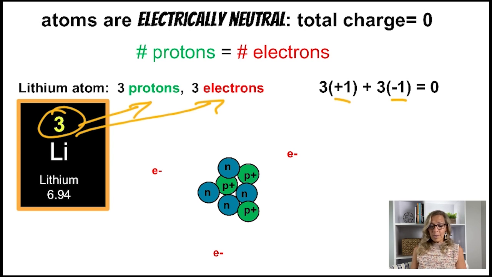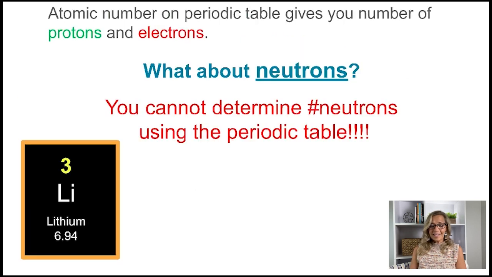So here is a little model of the lithium atom. Now remember, it's not to scale. Those electrons should be really far away. But if you add up all the particles, the total charge is 0. Now, what about neutrons? Can you find the number of neutrons from your periodic table?